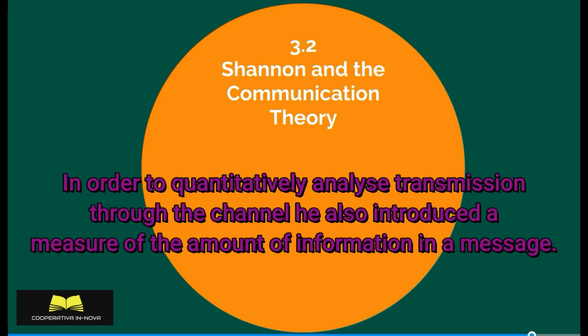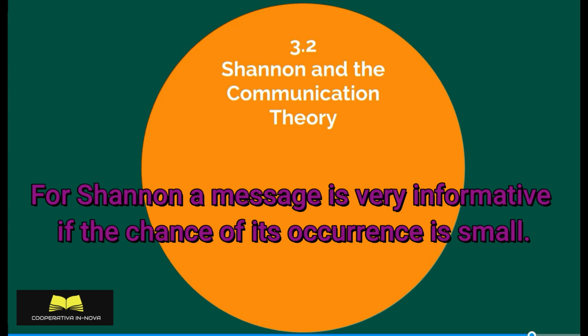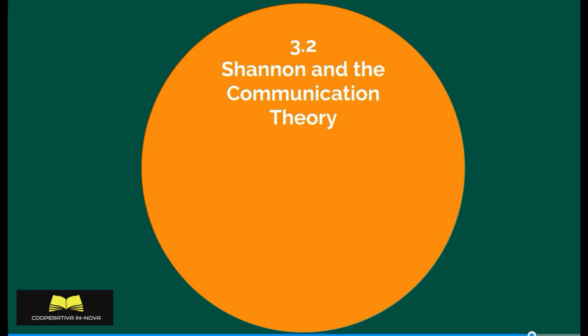In order to quantitatively analyze transmission through the channel, he also introduced a measure of the amount of information in a message. To Shannon, the amount of information is a measure of surprise and is closely related to the chance of one of several messages being transmitted. For Shannon, a message is very informative if the chance of its occurrence is small.